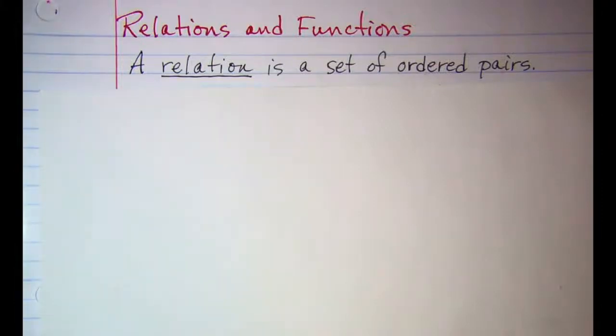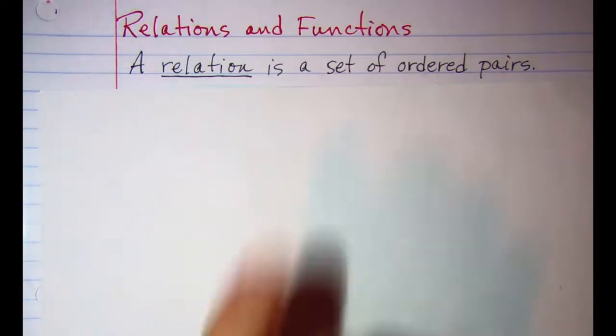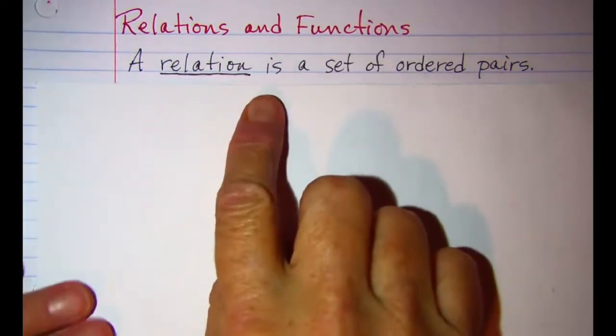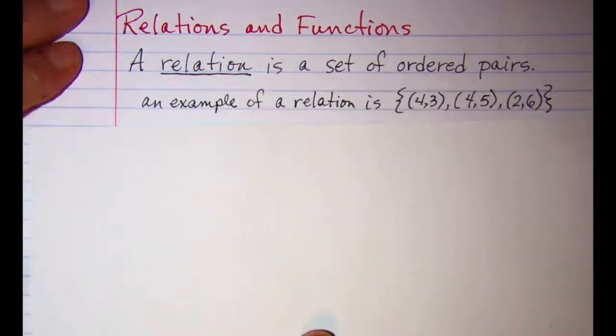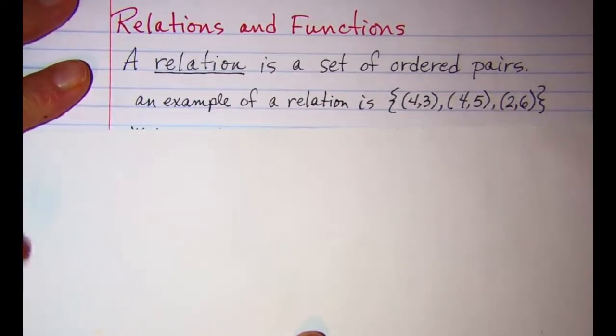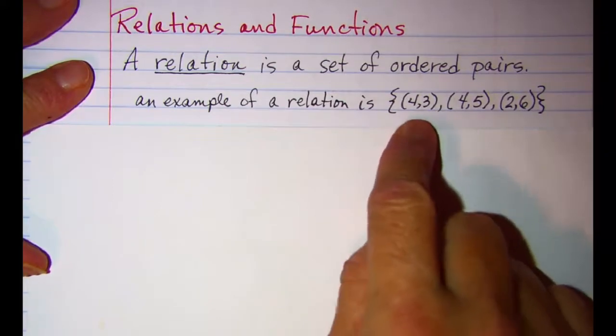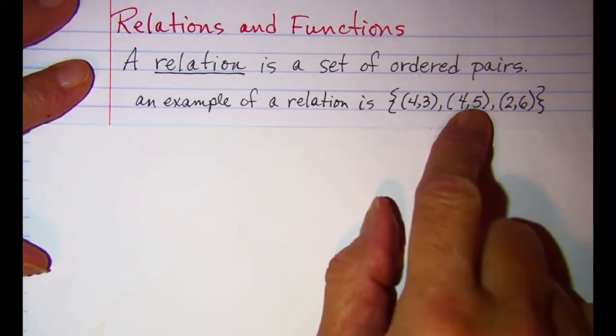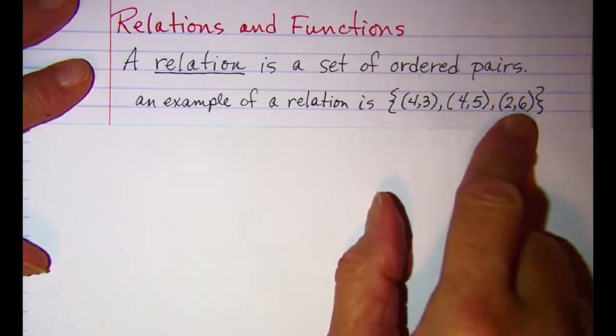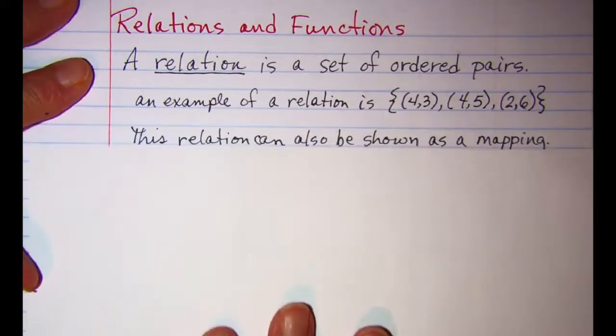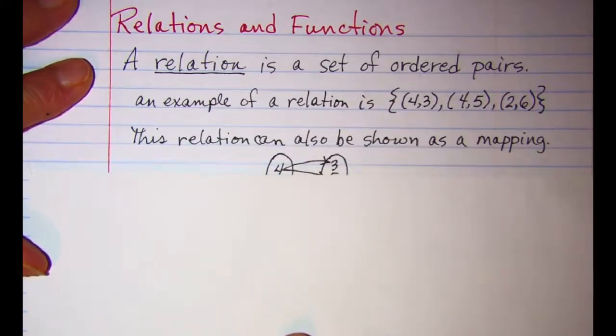In this video, we'll be looking at relations and functions. A relation is a set of ordered pairs. An example of a relation is the set that contains the ordered pairs (4, 3), (4, 5), and (2, 6). We can also show this relation as a mapping.